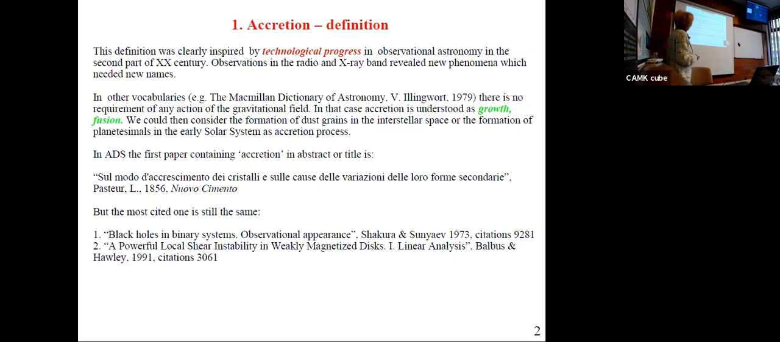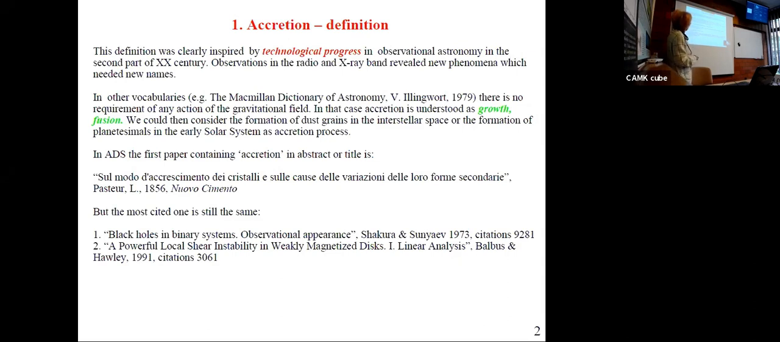But you can also see that years ago you could publish a scientific paper in any language, including Italian, Russian, German, French. Now, Nuovo Cimento, the same journal, still exists. It publishes review articles, but of course in English. Now everything is in English for the moment.